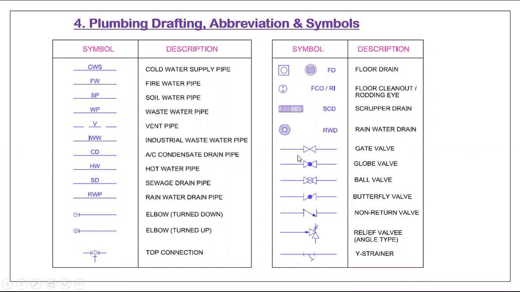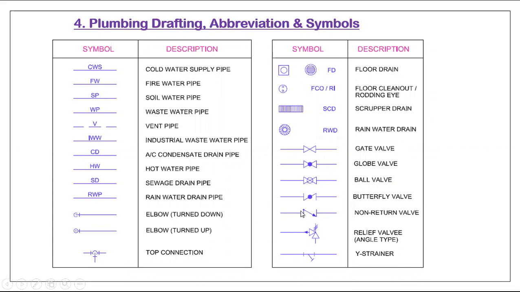For the gate valve, we typically use this symbol only. In other companies there are some customized valve symbols also, and you can use their symbols, but normally we use these typical symbols. Globe valve is the same as the gate valve, but you put a dot at the center of the valve symbol. For the ball valve, instead of a dot you put one circle. Butterfly valve, you use like this only.